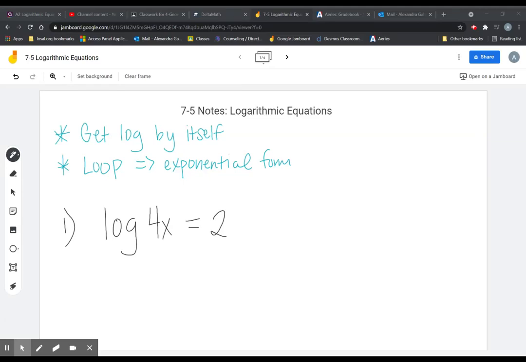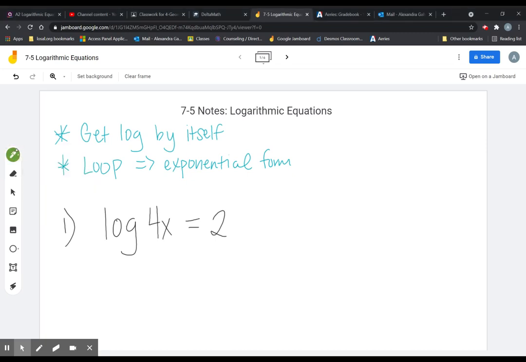Okay, so we're going to start with equations that start in log form now. The main thing will be just trying to get x by itself. We want to get the log by itself first, and then we'll loop. So for our first example, it looks like the log is already kind of by itself.